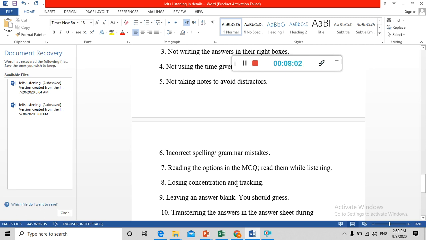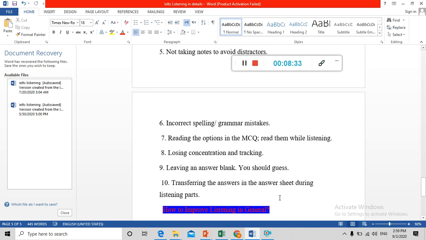Losing concentration and tracking. Sometimes you panic because you are following the speakers to track or to catch the answer, but you cannot. So don't lose your concentration. Leaving an answer blank. You should guess. If you missed any answer, you should not leave it blank. Just write any answer that you guess in the space.